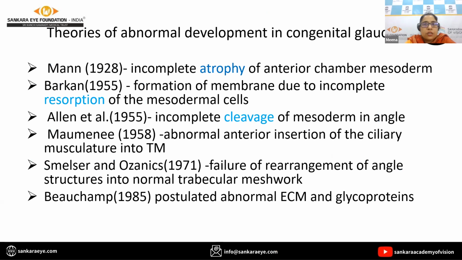What are the theories associated with congenital glaucoma? There have been umpteen theories, from 1928 to 1985. It has been associated with atrophy, resorption, incomplete cleavage of mesoderm, and Barkan in 1958 said abnormal anterior insertion. More recent ones, like in 1971, Smelser and Ozanics hypothesized a failure of rearrangement of angle structures into normal trabecular meshwork. And in 1985, Worst and Kamp postulated an abnormal ECM and glycoproteins.